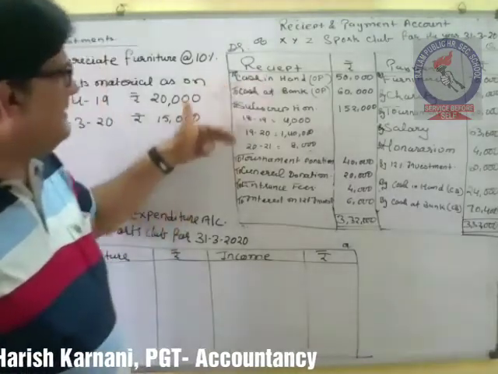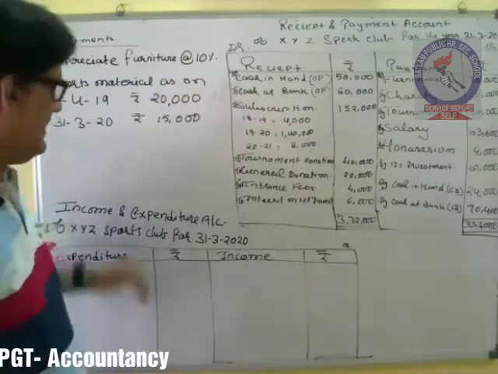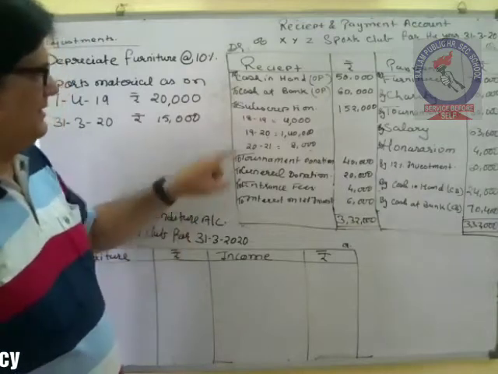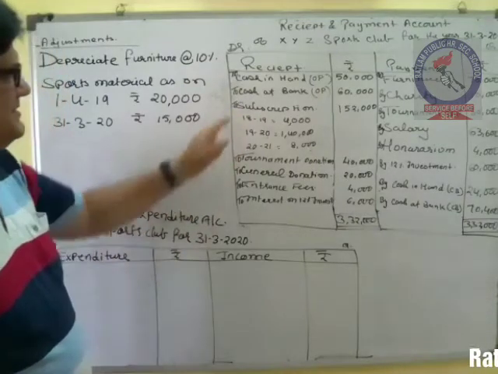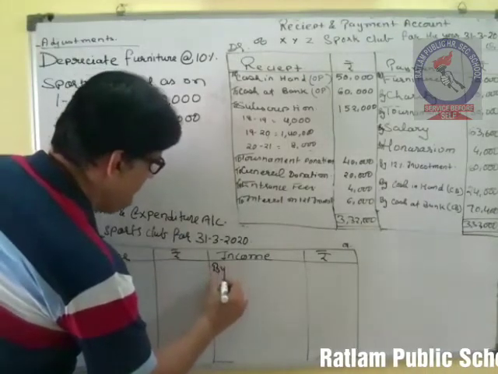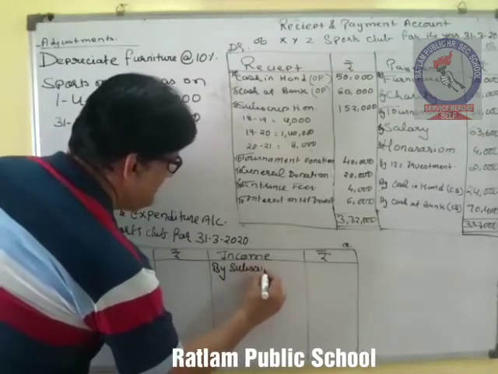From the receipt and payment, we have seen cash in hand and cash in bank opening balances. So there is no need of opening balance in the income and expenditure account. Subscription. So this is the income for you. So it will be by subscription.